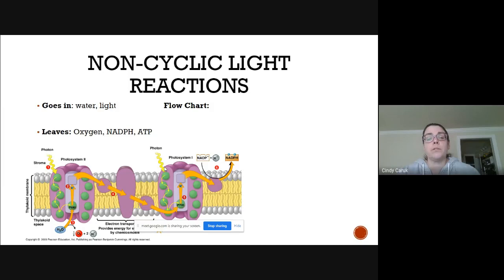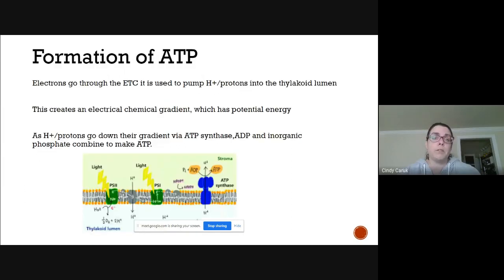And then it goes to photosystem 1 in non-cyclic light reactions, where they get re-excited, the same electrons, and they're used by the enzyme NADP reductase to turn NADP plus into NADPH, also made on the side of the stroma. So it's made on the side of the stroma because that's where it's going to be used in the Calvin cycle or Calvin-Benson cycle.